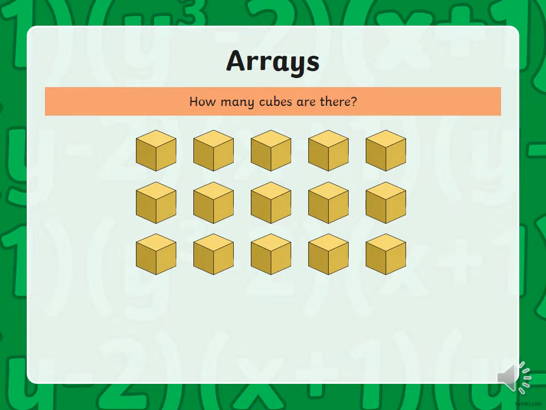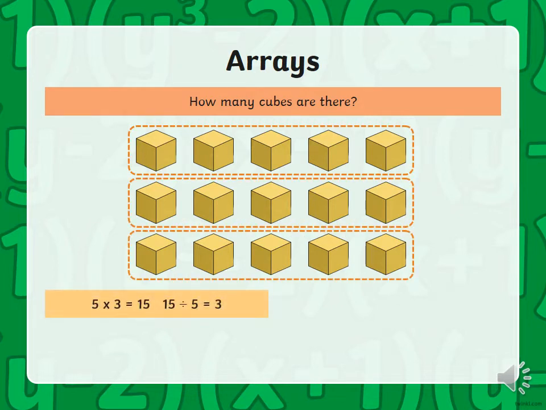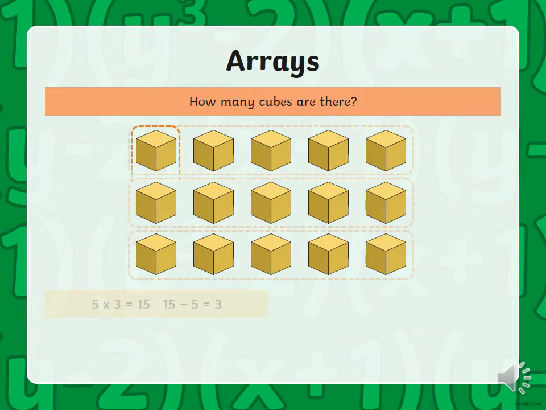How many cubes are there? So count all the cubes: 3, 6, 9, 12, 15. There are 15 cubes. 5 times 3 is 15, and 15 divided by 5 equals 3. So that's the inverse. 5 times 3 is 15, and 15 divided by 5 equals 3. So that's the inverse of the multiplication sum.